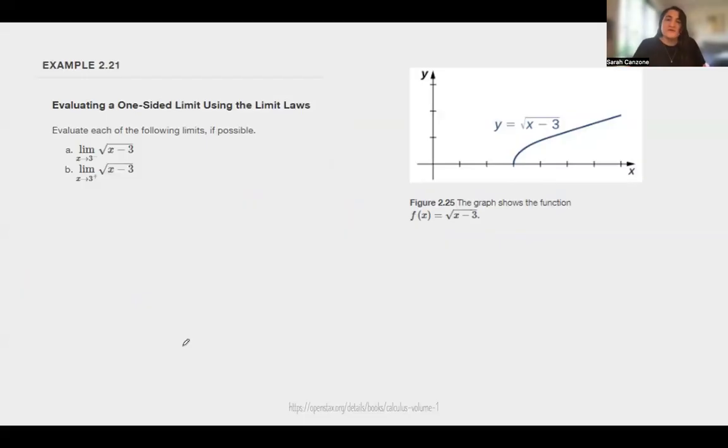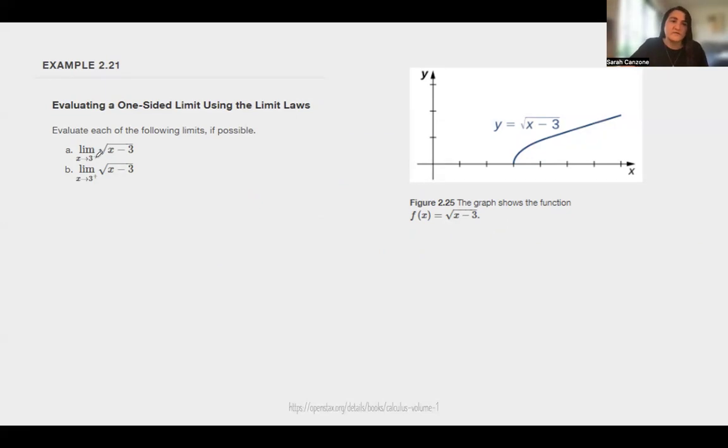All right. So this one is kind of a throwback almost to the last lecture. We are going to use the graph here, but we could also use a table to actually solve what's happening. You know what? Let's plug it in, and then we'll use the graph to verify. So we have the limit as x approaches 3 from the left.